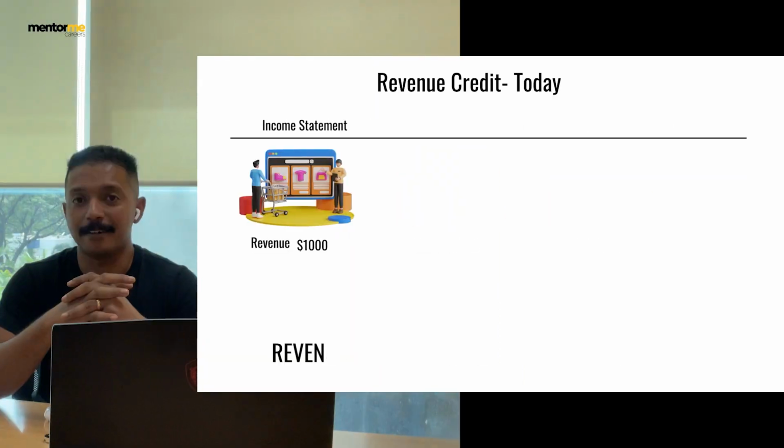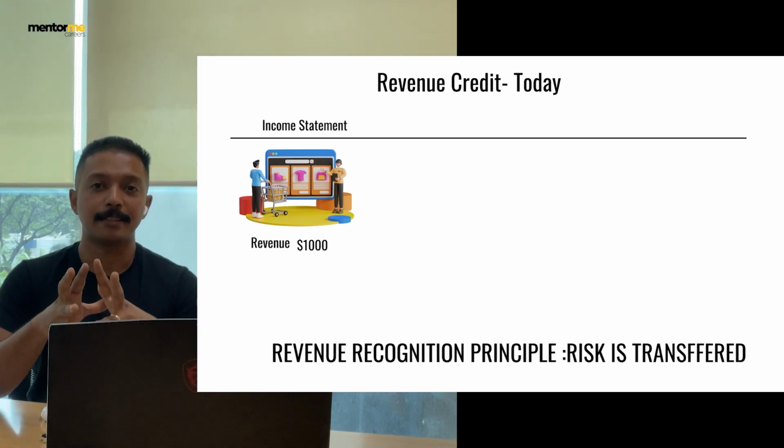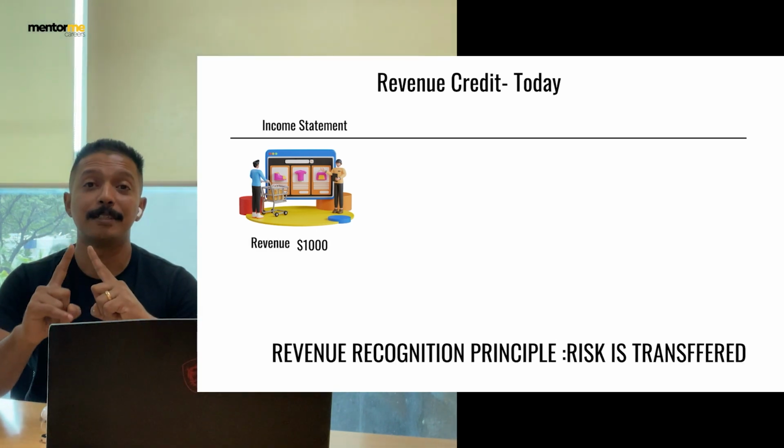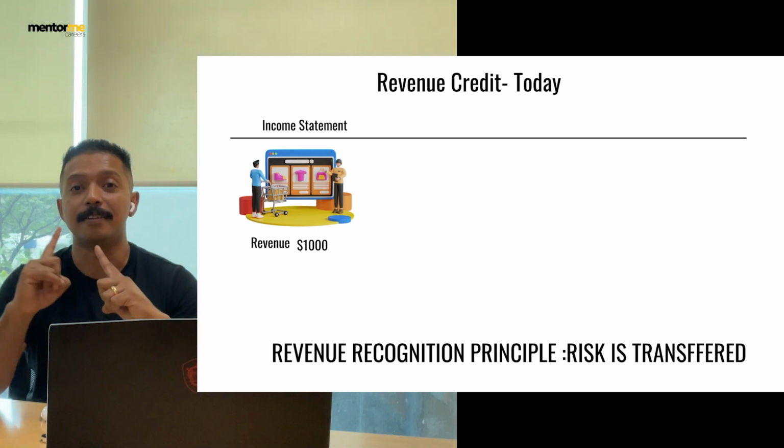Now let's say you're actually not selling your goods in cash, but on credit. If you're selling on credit, your revenue is still recognized in your income statement, because of the principle stating that revenue is recognized not when the cash is received, but when the risk is transferred.